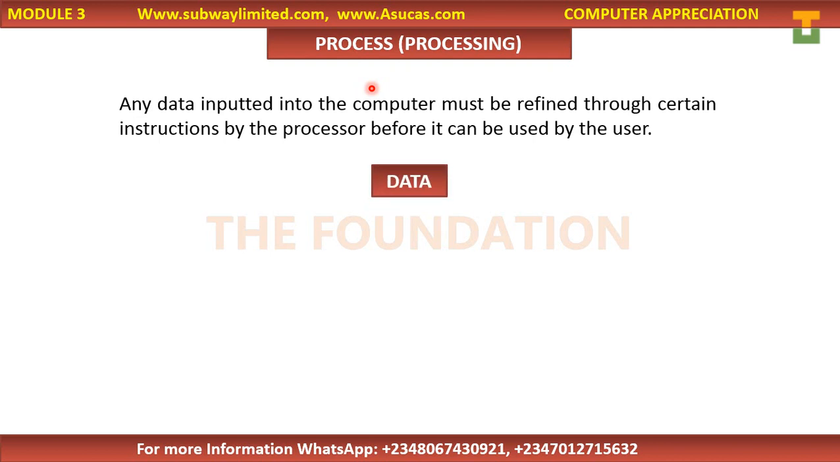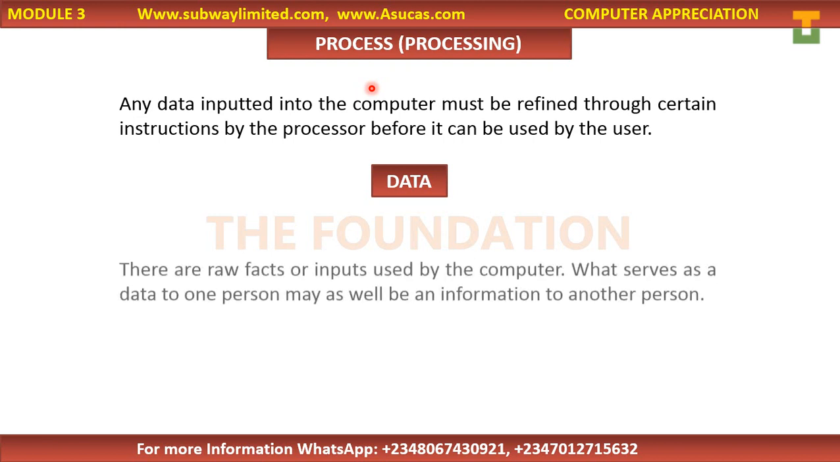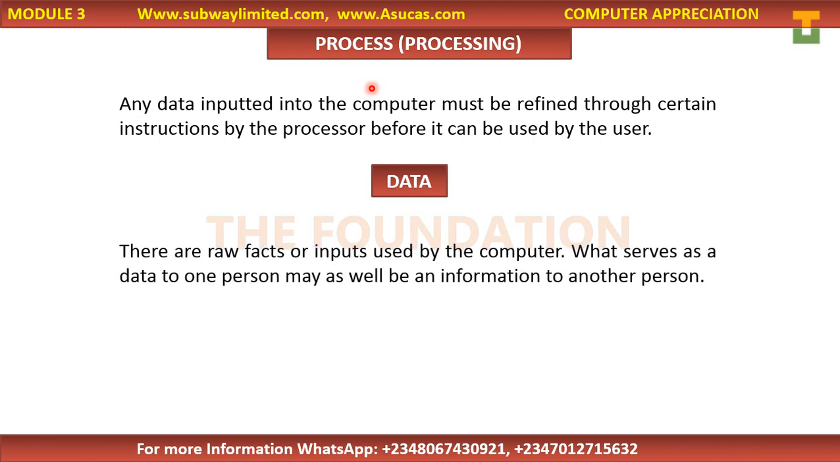So what is data? Basically, we know that data are raw facts. When we say raw facts, what serves as data to you might be information to another person. So we say data are raw facts or inputs used by the computer. But I'm saying that what serves as data to one person may as well be information to another person. It depends on the medium and who is concerned.